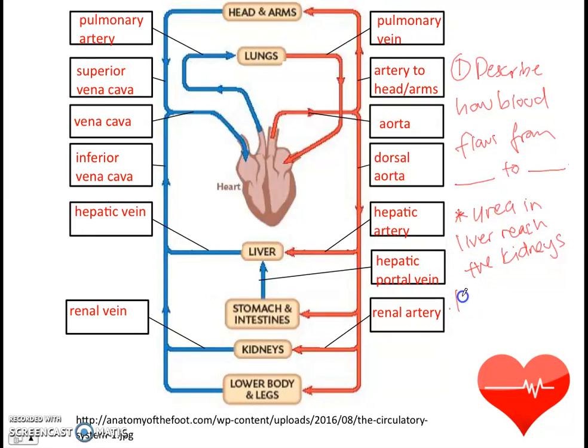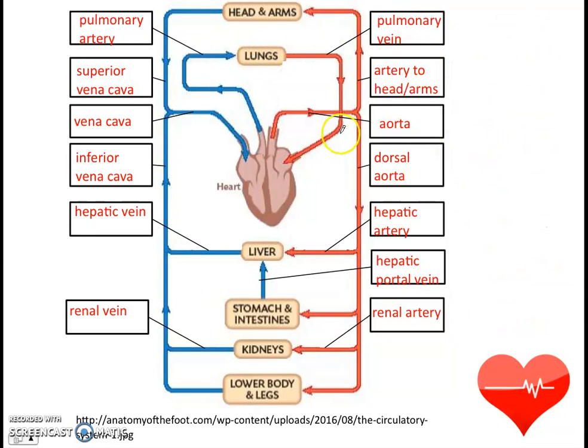Okay, or I might ask you, how does glucose in the small intestine get to the cells of the lungs, right? Maybe the lungs need glucose as well, right? So then you have to answer, oh, from the intestine, it goes through the hepatic portal vein to the liver, then the hepatic vein and the vena cava back to the heart, and then through the pulmonary artery reaching the cells of the lungs. So that's how this map helps you to answer that sort of question.